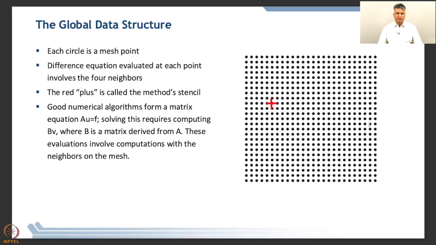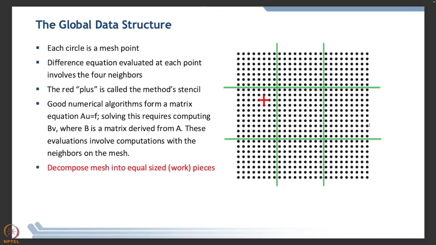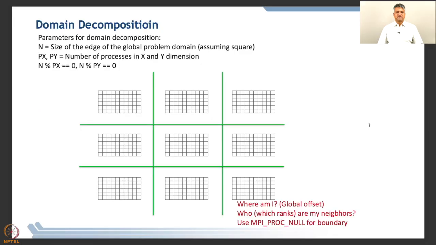Usually these problems end up becoming quite large, such that it is now needed to partition them and distribute them across different processors or different machines so that they can be computed effectively. Typically, what happens is that we try to decompose this mesh into equal sized work pieces. In this case, we have done a simple geometric decomposition of the problem into 9 parts. We have assumed that the size of this problem is equal to n, which is the global size, and we are assuming it to be a square, such that it is an n by n problem.